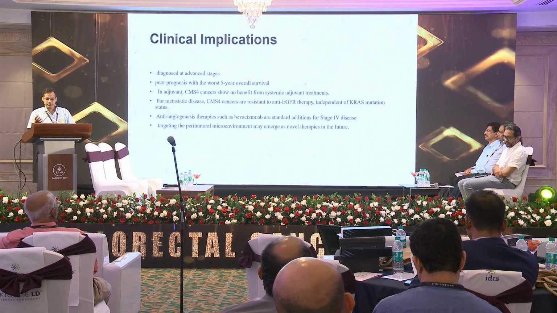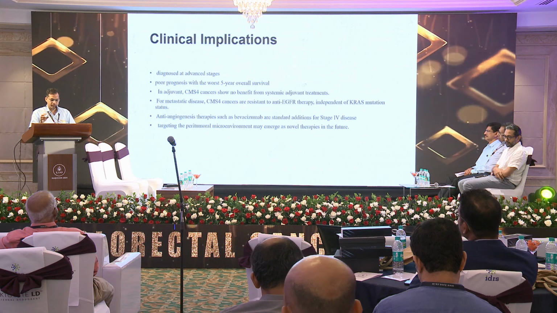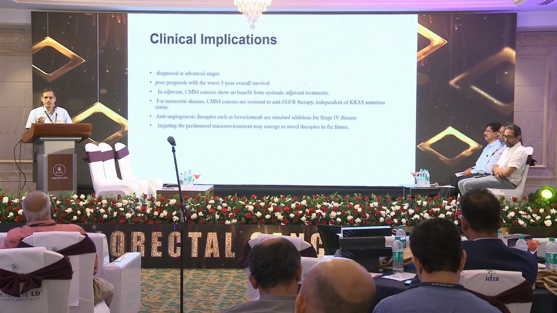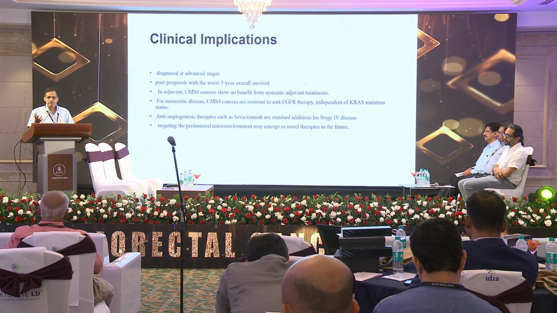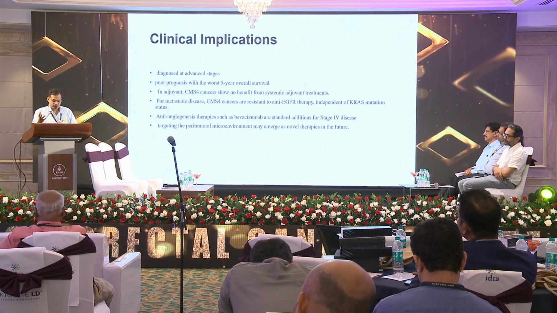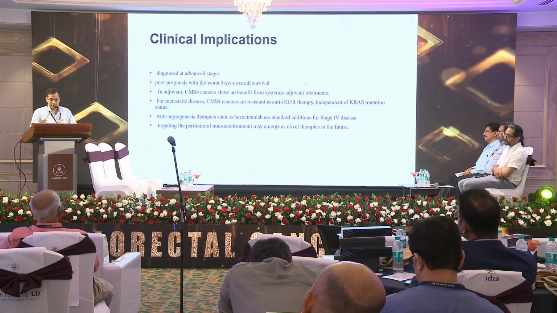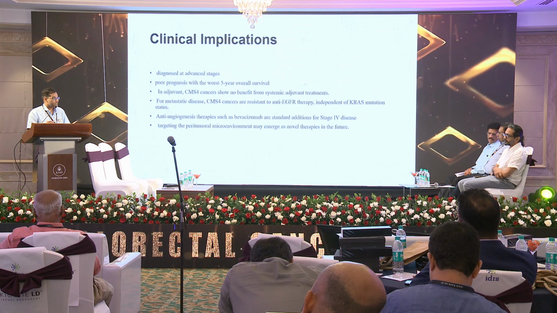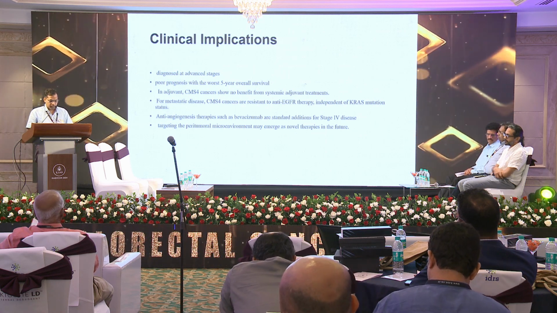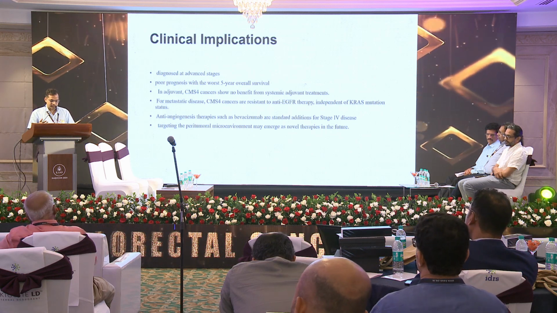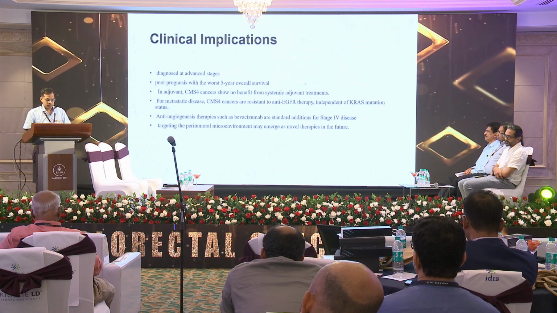If you take CMS4 tumors, those patients who are going for adjuvant treatment show poor response to classical adjuvant chemotherapy. And if you're dealing with metastatic disease, CMS4 tumors do not respond to anti-EGFR agents irrespective of the KRAS mutation. In those cases, you can add anti-VEGF treatment, which may be useful. And there are agents which target the peritumor microenvironment, which are coming up. Thank you.